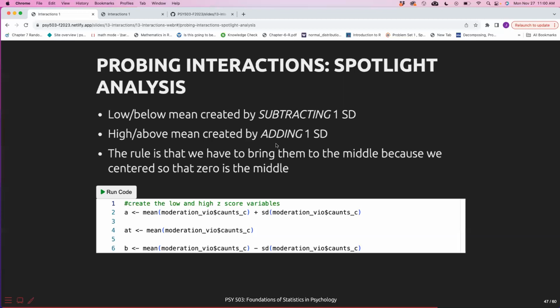So how do we create these groups? The low group we create by just subtracting 1 standard deviation, right? I have that highlighted here, labeled as B. For the high group, we're just going to take the mean of our moderator and add 1 standard deviation to it. And for the moderator value at the mean, we're just going to take the mean. So those are our 3 points that we're going to look at, and that's how we're slicing up this continuous moderator.